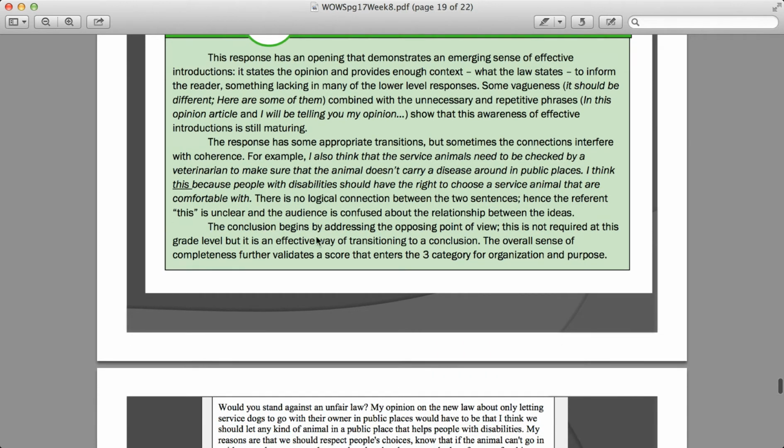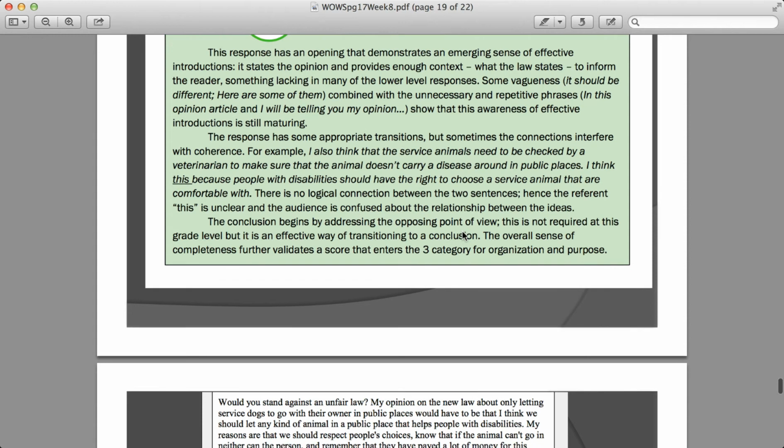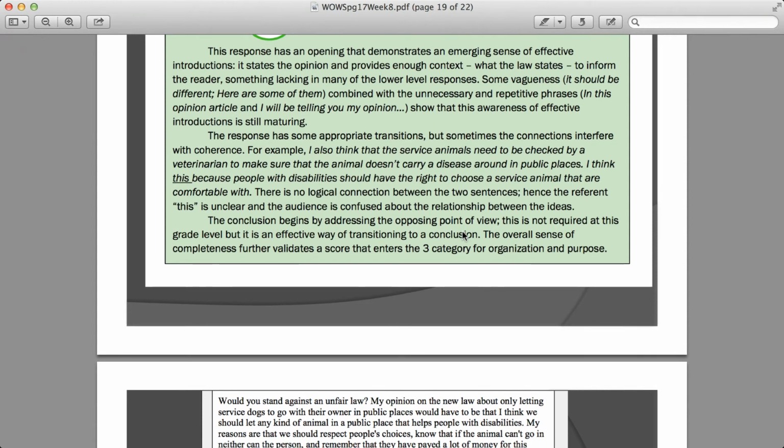On the conclusion, they felt that it began by addressing the opposing point of view, which, again, when we've talked about this, if you are in 6th, 7th, or 8th grade, they like the opposing point of view. That's called the argumentative essay. They're saying a 5th grader didn't need to say, now some people may believe this way, but this writer did, and even though it wasn't required, it was effective. They liked it. Again, all of that put together validated their reason to give a 3 in that category.